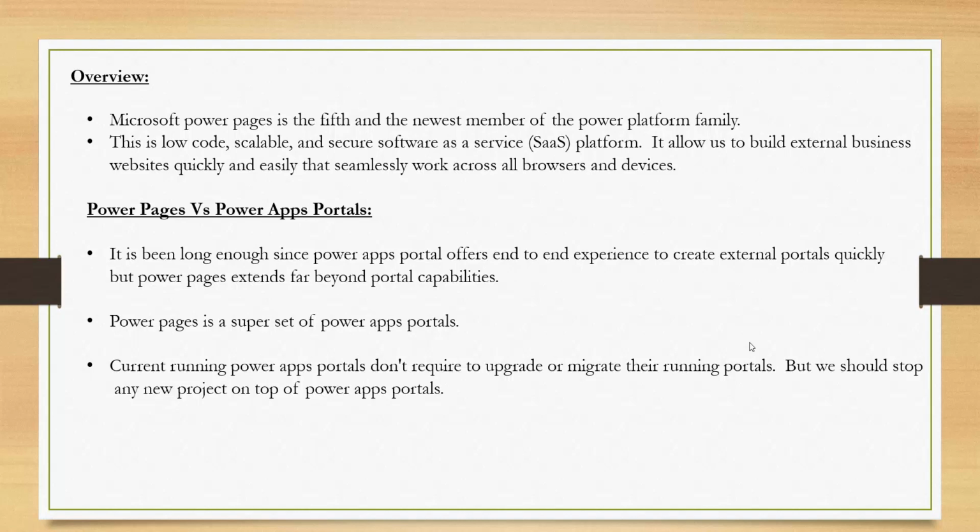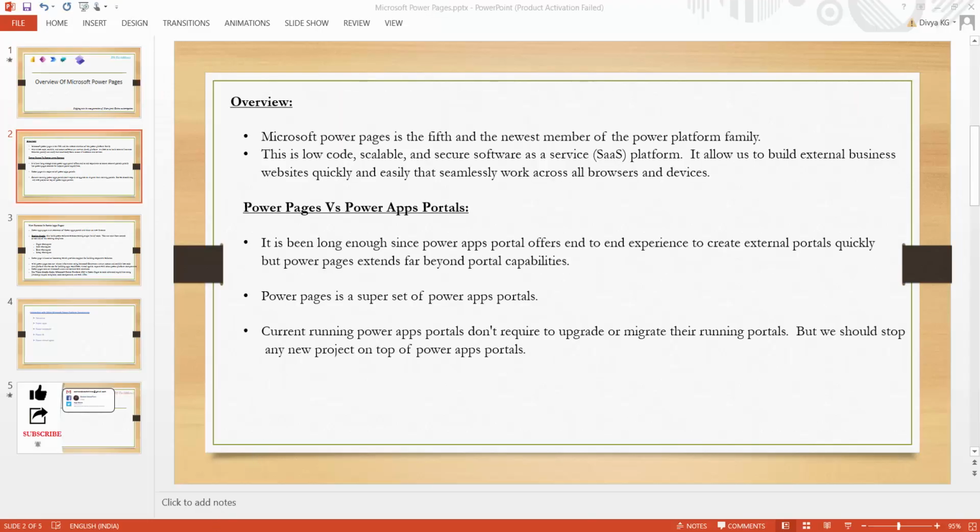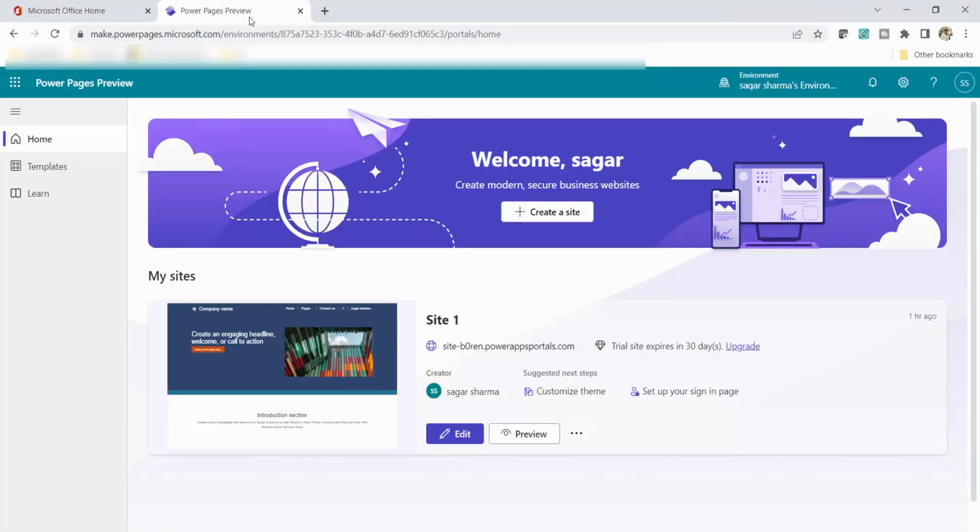Now before proceeding with the further slides, let me take you to Microsoft Power Pages to show how it looks. So this is the Power Pages preview. You can see this is how it looks. The URL will remain similar. If you want to directly move to Power Pages, you can go to make.powerpages.com, just like we used to browse make.powerapps.com. Or you can use the link provided in the description box below.